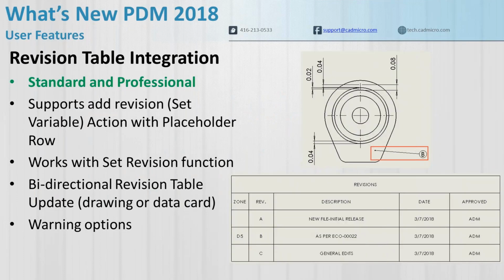So, revision table integration. I like to call it the final frontier of revision control within PDM. PDM obviously does great revision control, but it was always missing that integration with SOLIDWORKS revision tables, and they finally added that in 2018. With respect to PDM, it supports the add revision action, in other words, the set variable and increment revision action for the PDM administrators out there. And it also works with the set revision function, which is typically done for legacy files that are being brought into the vault for the first time, okay?